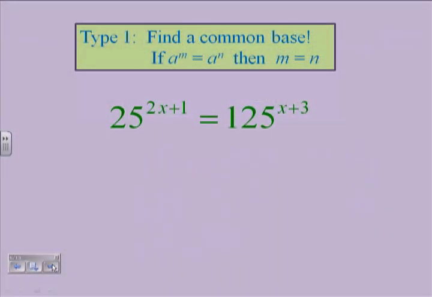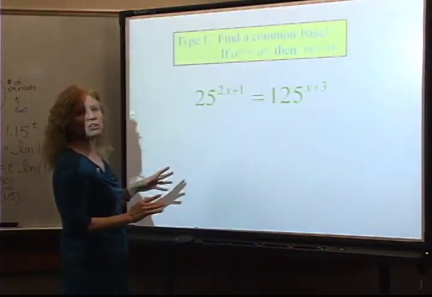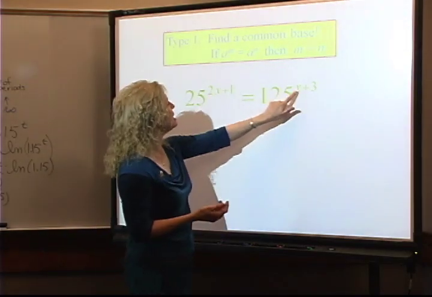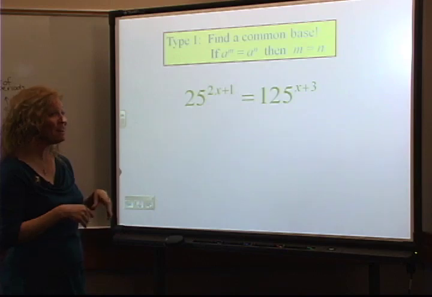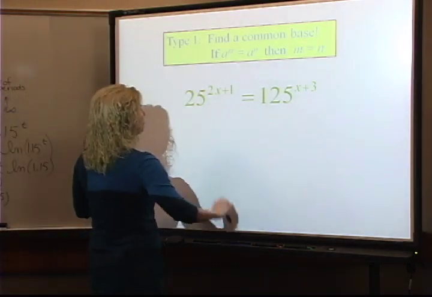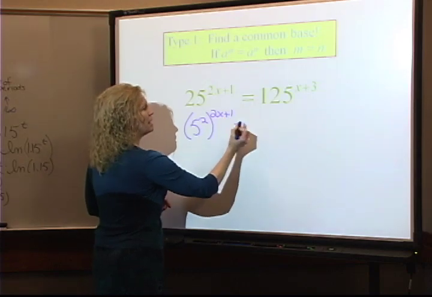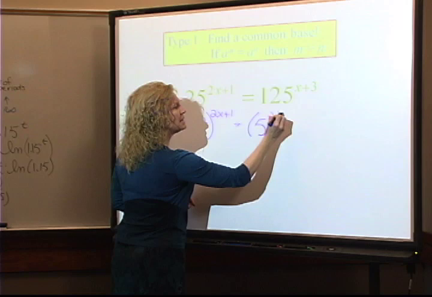Like on this guy. And remember, in the previous lesson, I suggested that if you don't easily see powers on your own, you might want to have a sheet of paper where you've written out some powers. Because then when you start looking at this, you might say 25 and 125. Of course, you're kind of thinking 5s. And you might look down through your 5s and realize, yes, here's 5 squared, here's 5 to the third. I can get these guys to have like bases. And because my variable is sitting up in that exponent, I don't want to bring out the logs if I don't have to. So, this is 5 squared raised to the 2x plus 1. And this guy is 5 cubed raised to the x plus 3.